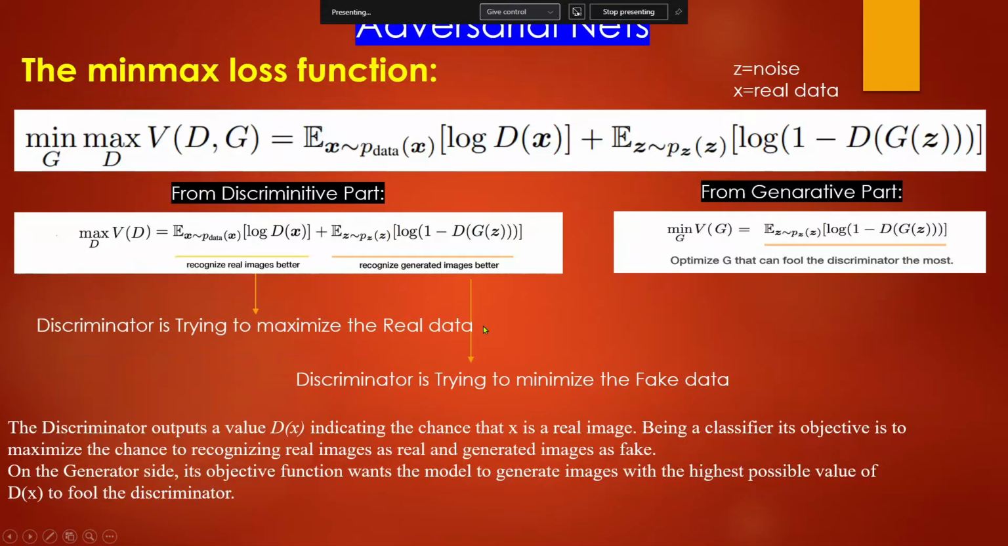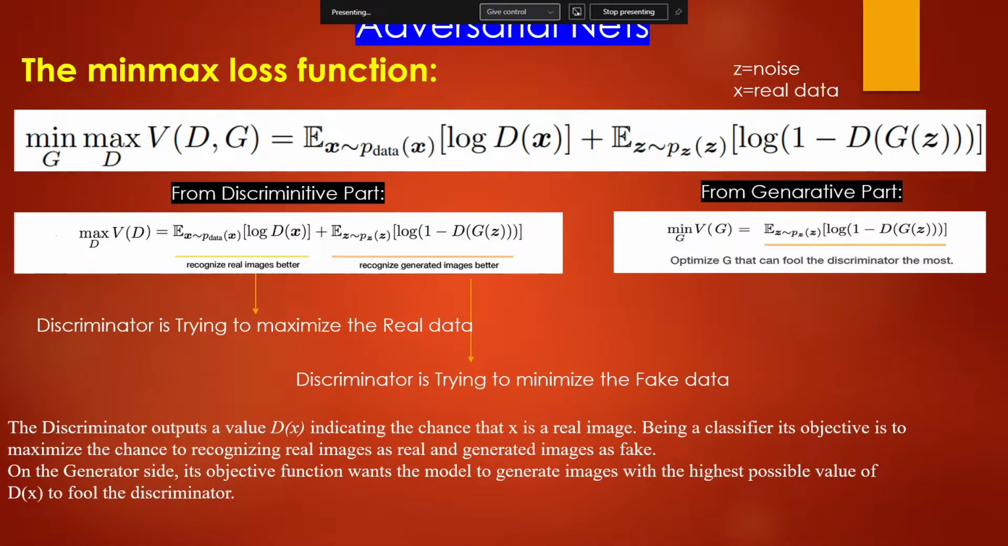Now I will describe the mathematical intuition that has been used in the paper. This screenshot has been taken from the paper. The min-max loss function is the heart of this adversarial network algorithm. Before I start, by Z it means noisy data, and by X it means real data. What is noisy data? I will describe later. Please hold for a few minutes. So how does this mathematical intuition actually work?